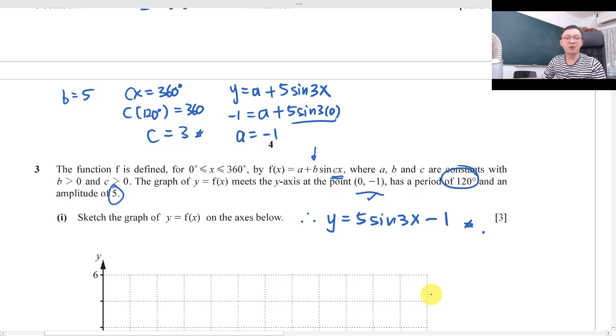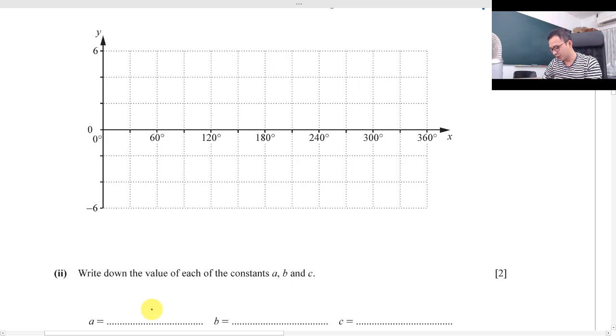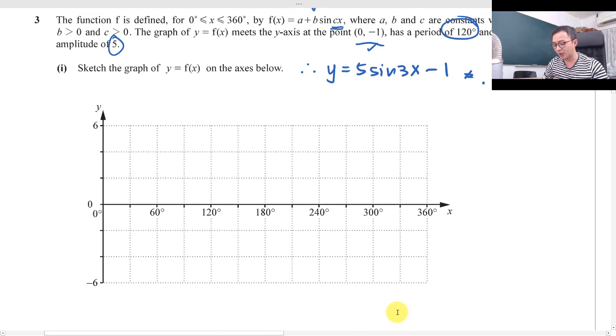Alright, so this is all my ABC. I already found my ABC. Of course, you can write your ABC over here, which is -1, which is 5, and 3. And then the next thing I will need to do is basically I need to sketch the equation. So in order to sketch this equation, I will focus on the -1 first. That means it's somewhere here. -1. So I draw a dotted line for it. If you have a ruler, you should have the nicer dotted line. This one is just draw freehand. You shouldn't do freehand here.